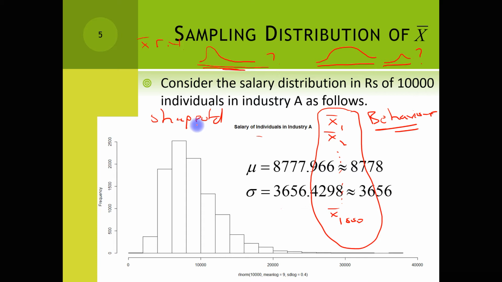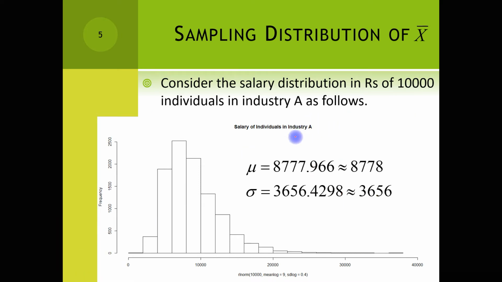Now, when I refer to the behavior, I'm talking about the shape of a distribution, or I can be talking about the mean of these x bars that I've plotted, for example. So let us try to study the behavior of these x bars. Taking the same example here, I'm going to take the example of salary distribution of individuals in an industry. It's fictitious data.